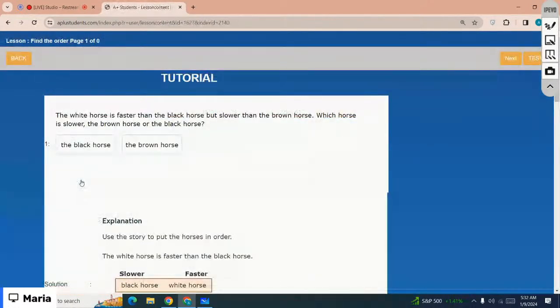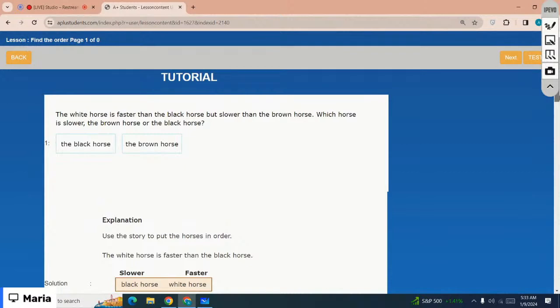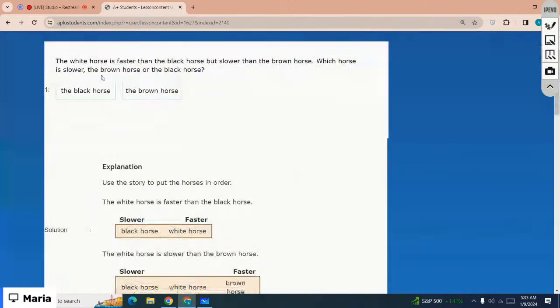Okay, the white horse is faster than the black horse, right? But slower than the brown horse. Which horse is slower, the brown or the black? Basically, you have to find the order, right? Let me explain how you find the order. This one is already solved. So you use this story to make the order.